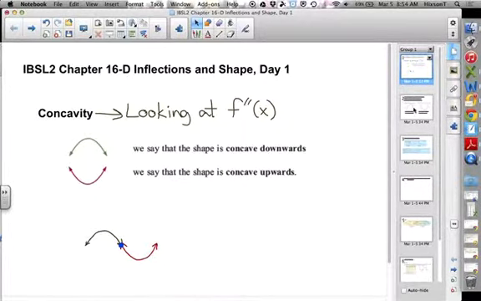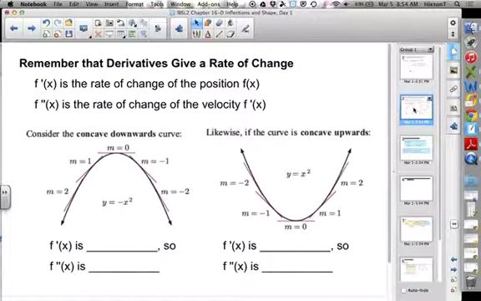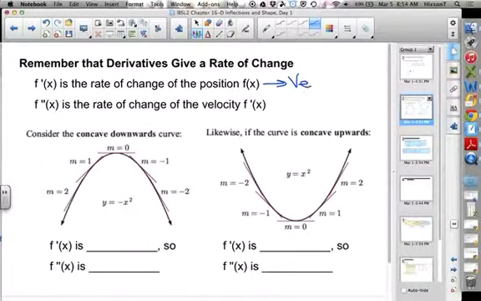All right, now let's look at a couple of things here. Remember, derivatives give a rate of change. We've talked about this a little bit. Okay, f prime of x is the rate of change of the position, which is velocity. And then f double prime is the rate of change of the velocity, which, like we said, is acceleration.